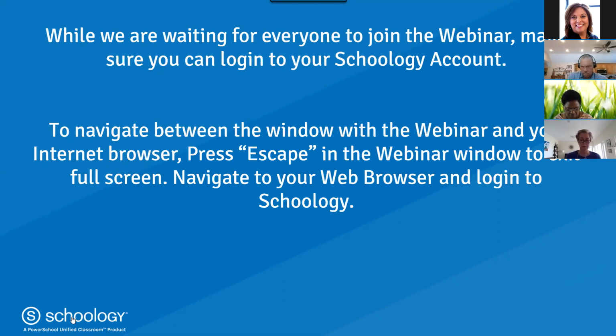And so to be able to do that, if you only have one monitor, then you're going to have to press the escape button on your keypad, and that will minimize the webinar window and allow you to toggle between the webinar and participating in a separate internet browser tab.